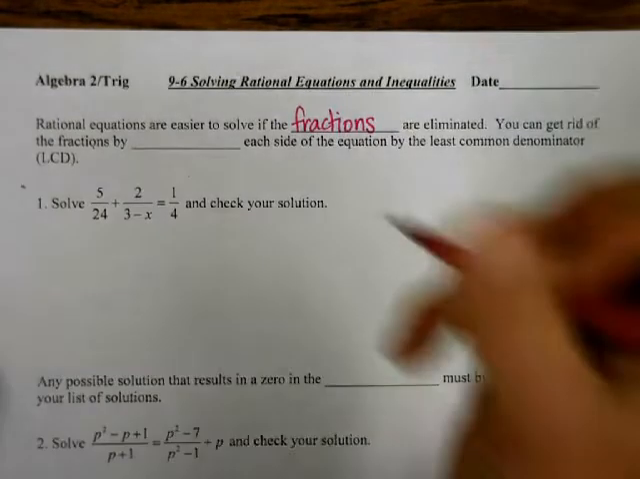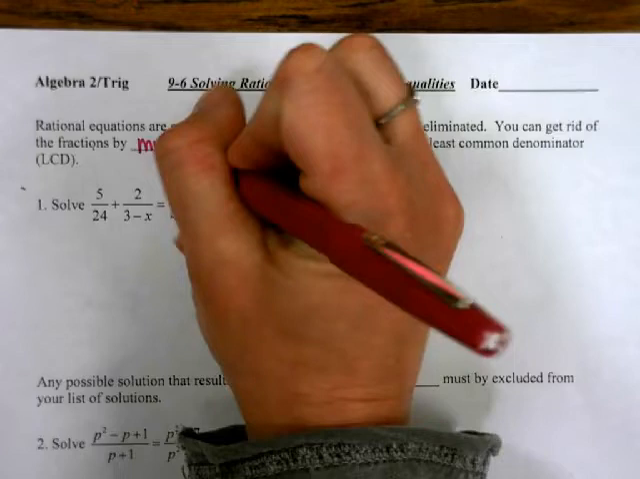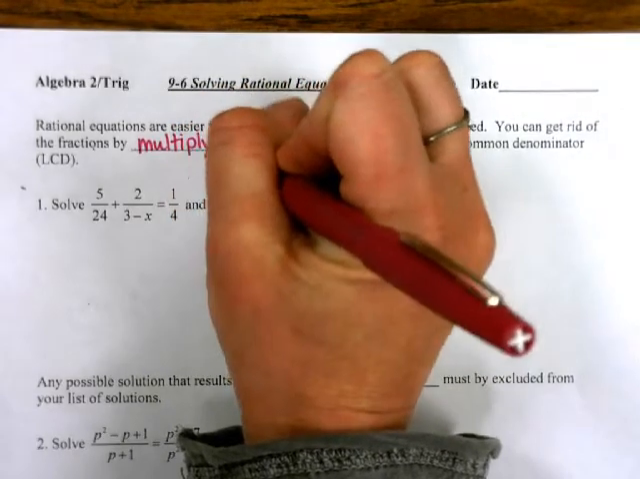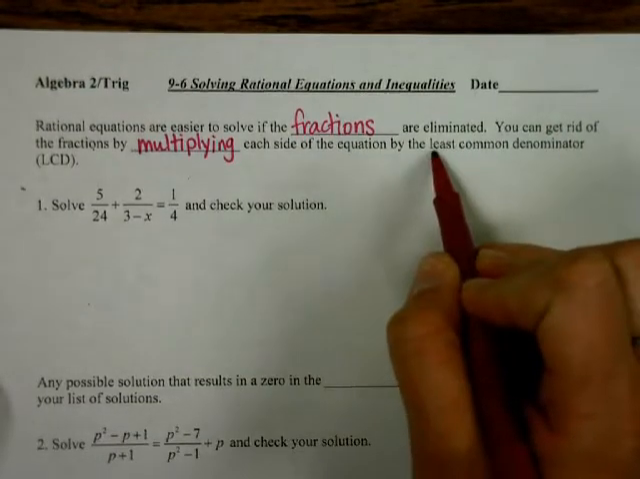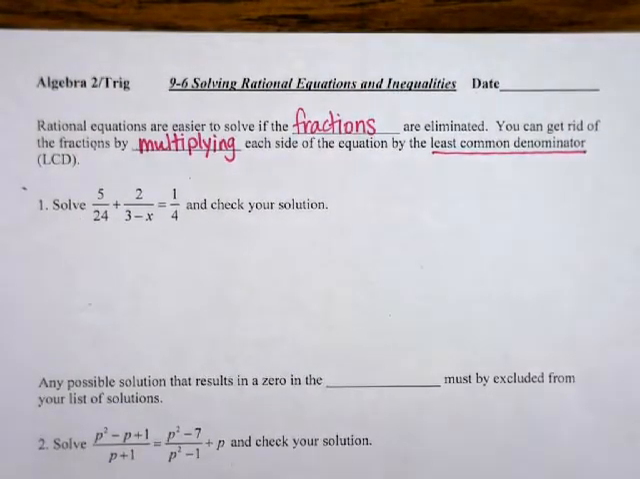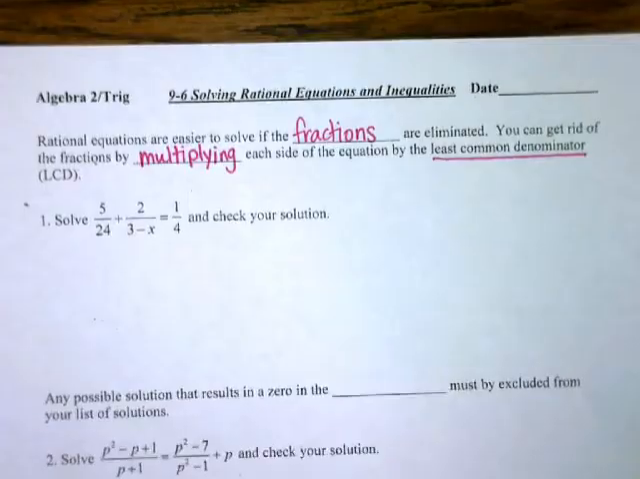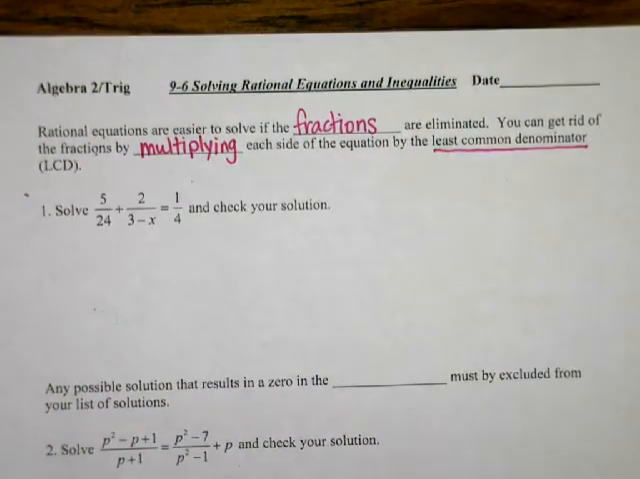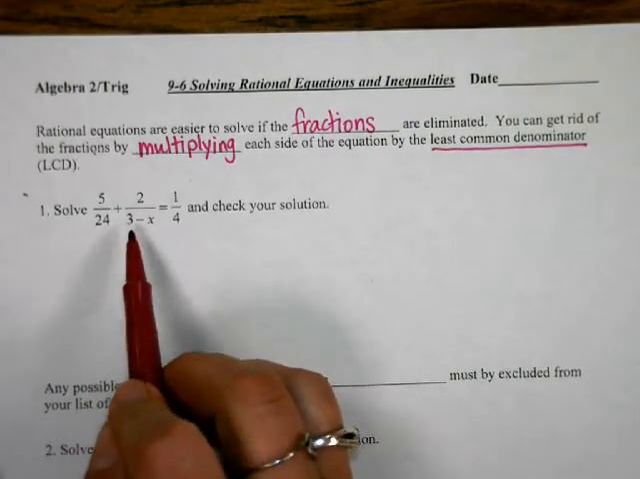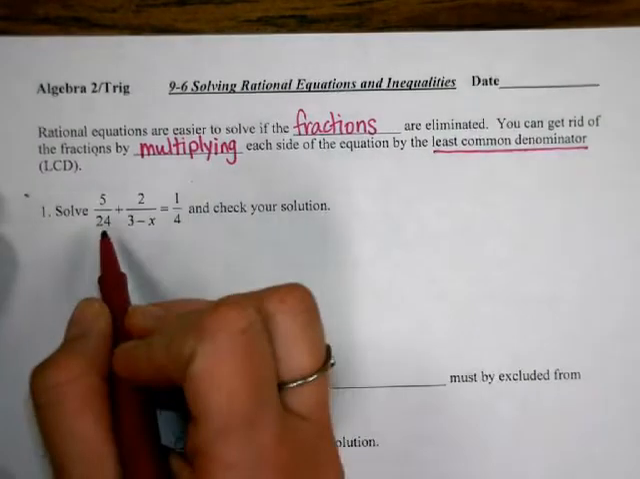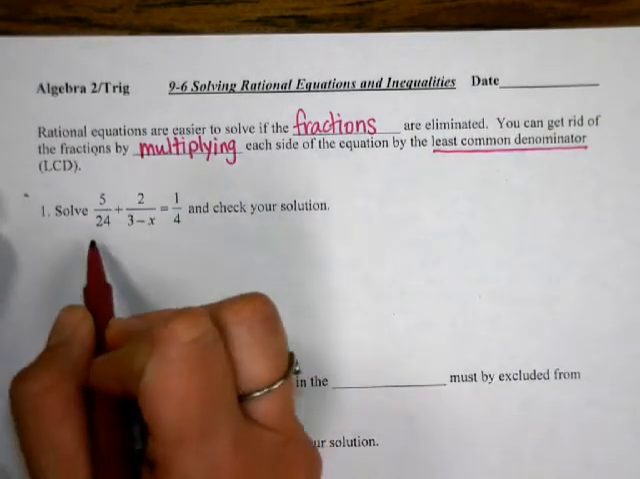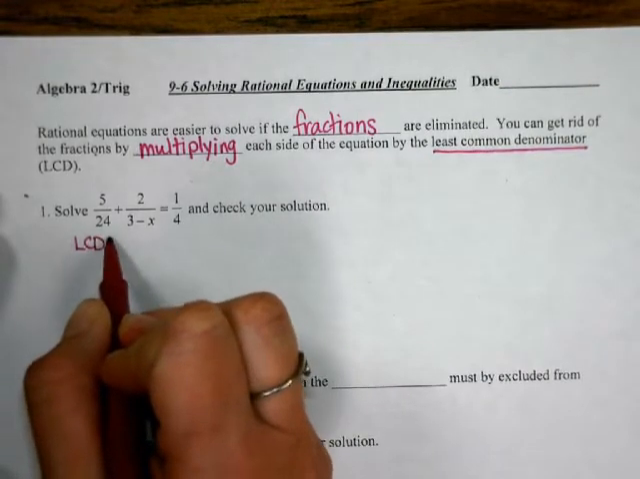You can get rid of the fractions by multiplying each side of the equation by the least common denominator, or you'll see that as the LCD. We still need to figure out what our common denominator would be if we were going to add them together, but instead we're going to multiply by that to get rid of all of our fractions. I have a 24 in my denominator, a 3 minus x, and a 4. So if I were going to make a new common denominator, it would be 24 and 3 minus x.